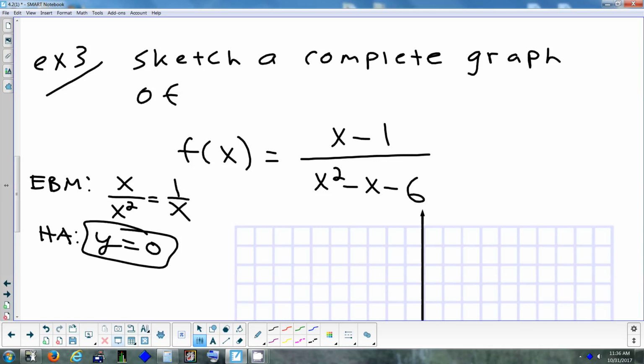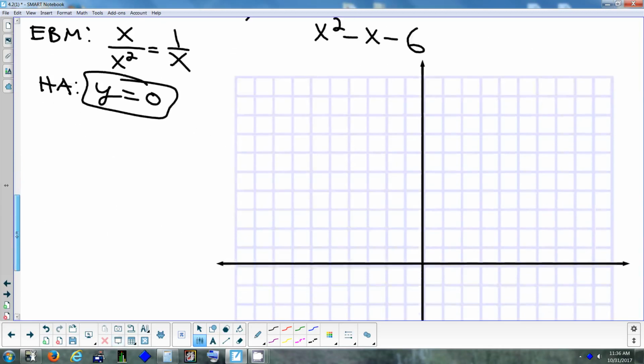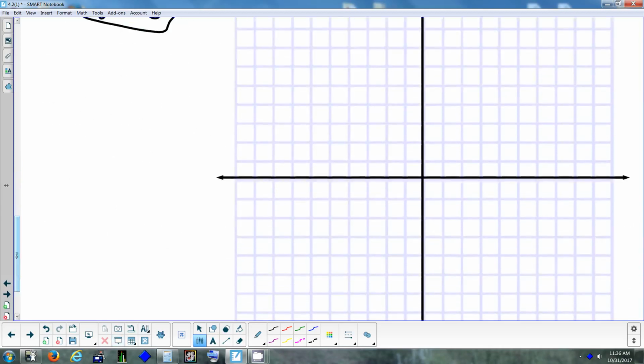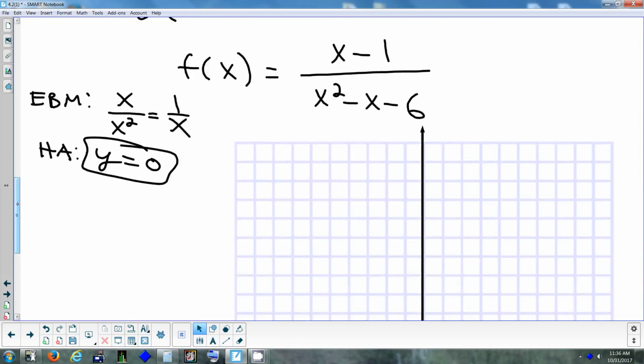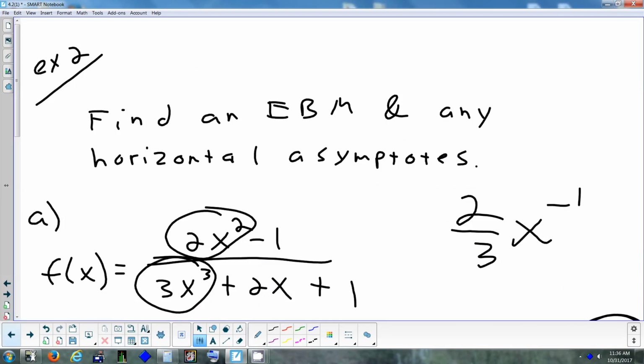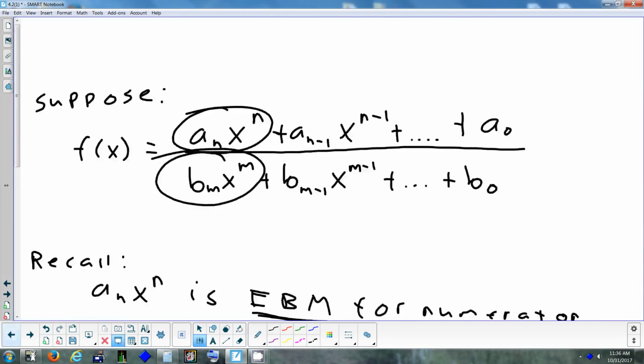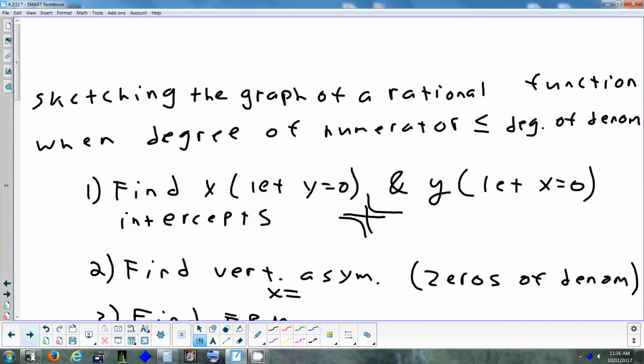So the first thing I'm going to do is put a dotted line, horizontal, at 0. Let's put that right there. All right, horizontal asymptote. What other kind of asymptotes can we find besides the horizontal? The vertical.